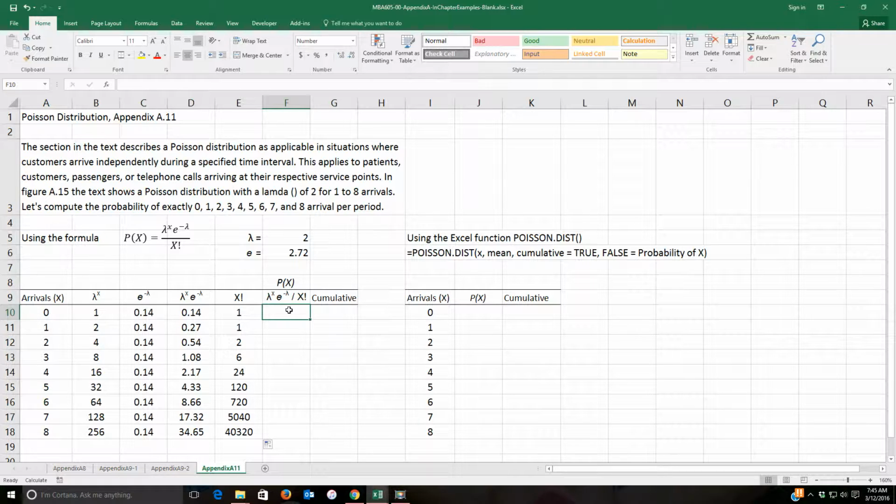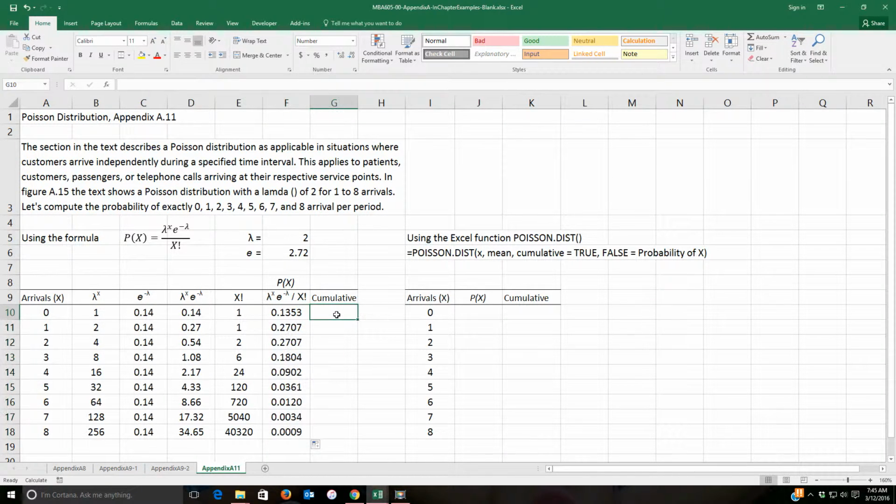Now we'll go ahead and put it all together and find the probability of each instance of x, each arrival. We'll take our value here and place it over our value here, and that gives us the probability of 0 arrivals all the way down to a probability of 8 arrivals.